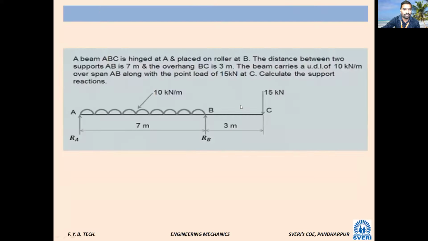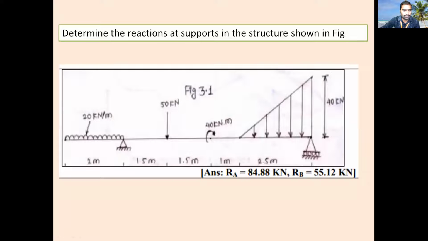Okay. So we have seen these problems. This problem we have seen, the same kind. Will you solve this problem? See, I have taken some of the problems. Determine the reactions at the support. So which type of beam is it? Cantilever. Hinged. See, this is overhanging. UDL, point load, moment, this is triangular load. All the types of loads are there.